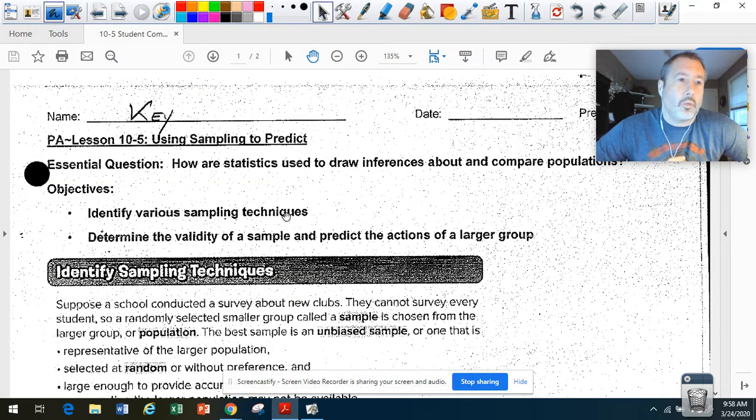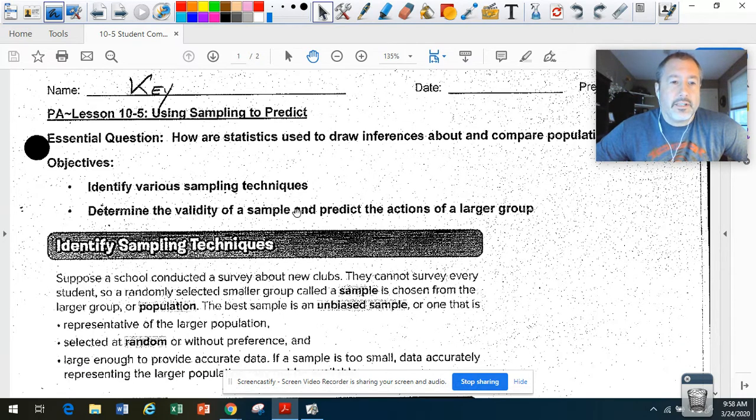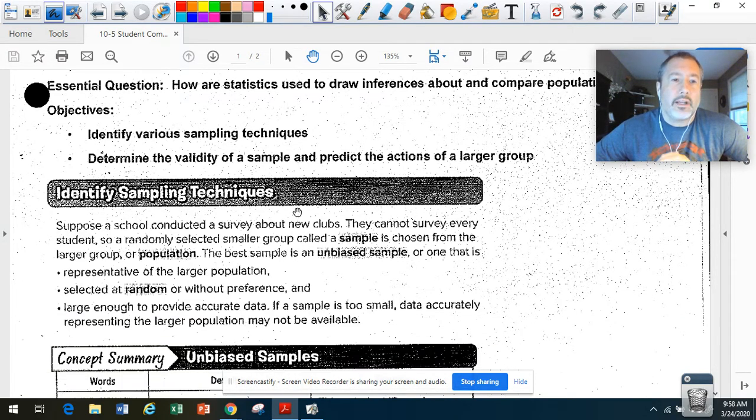As we look here, we are on lesson 10-5, using sampling to predict. Now we're going to be looking at statistics: how do we sample groups when we're taking a survey? So let's look up here. What's the best way to identify what type of sampling technique we use when surveying a group? Let's follow along right here.